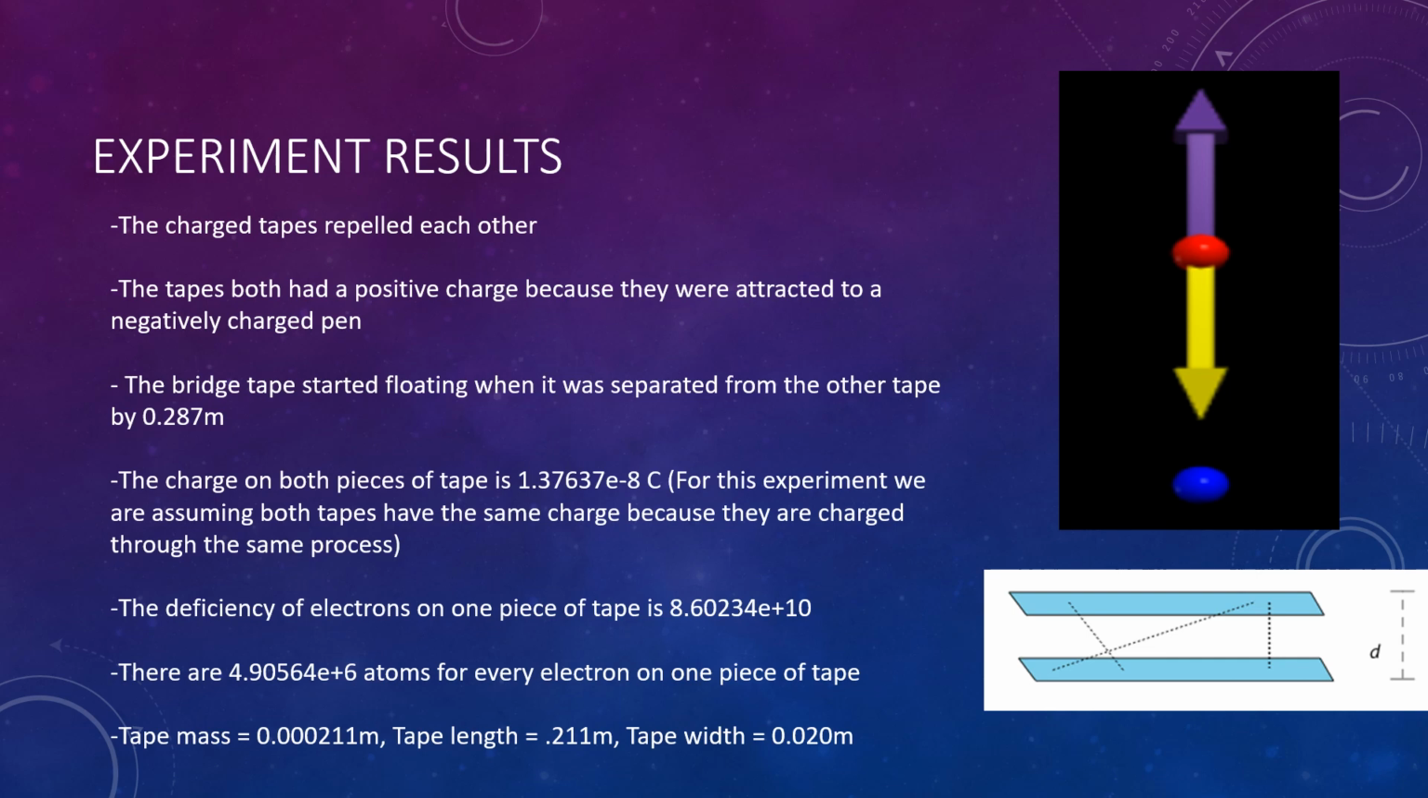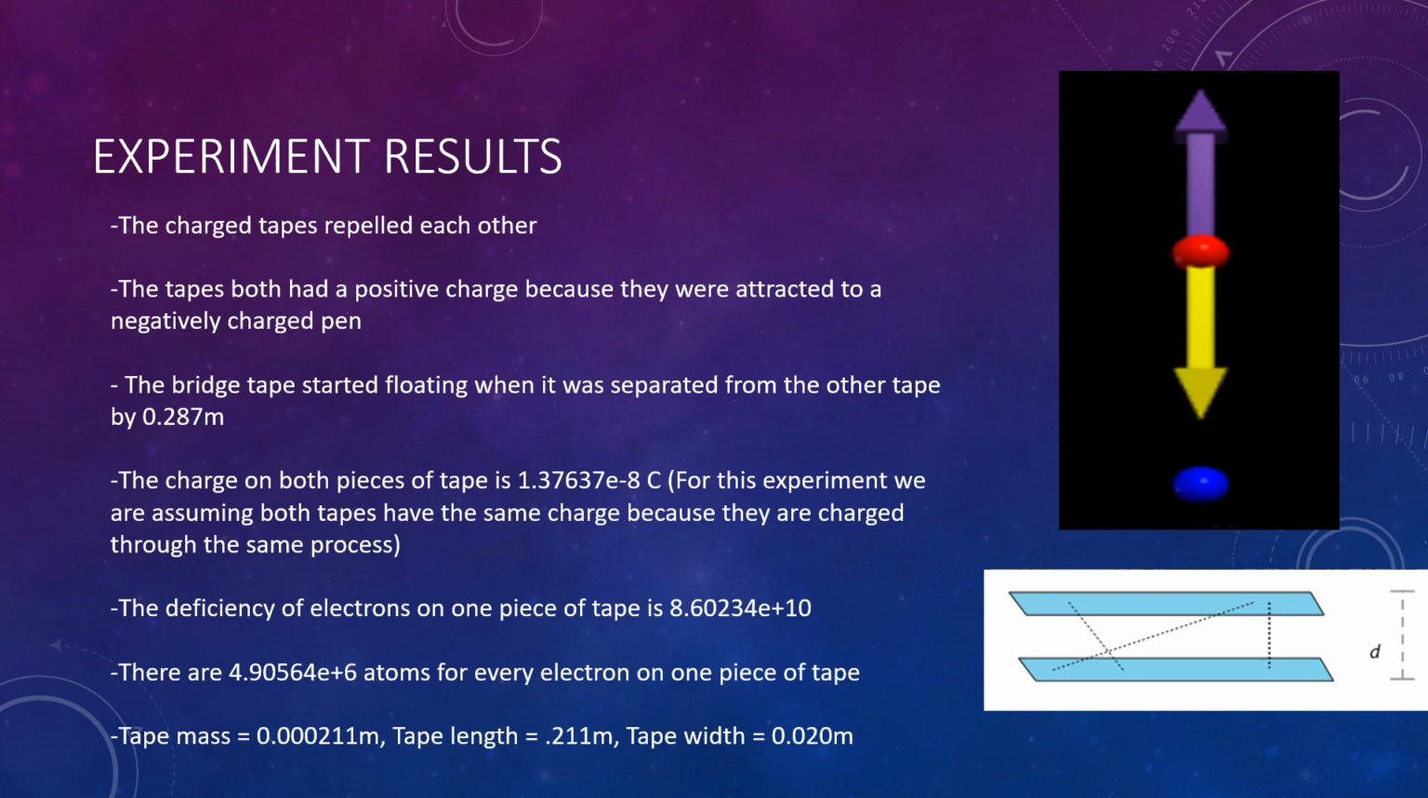The bridge tape started floating when it was separated from the other tape by a distance of 0.287 meters. The charge on both pieces of tape is 1.37637 times 10 to the negative 8th coulombs. For this experiment, we are assuming both tapes have the same charge because they are charged through the same process.